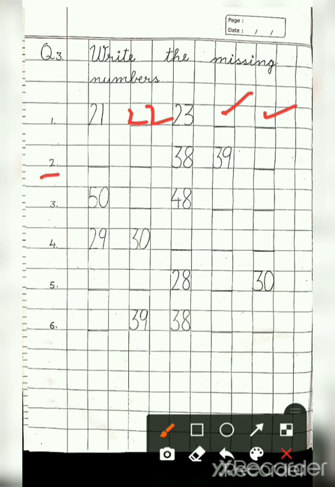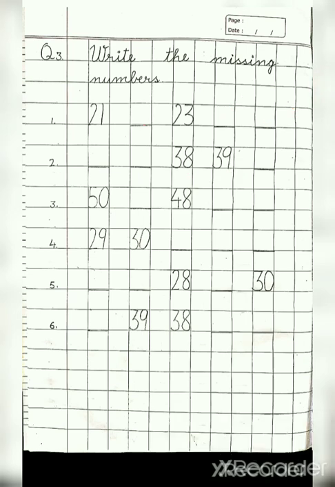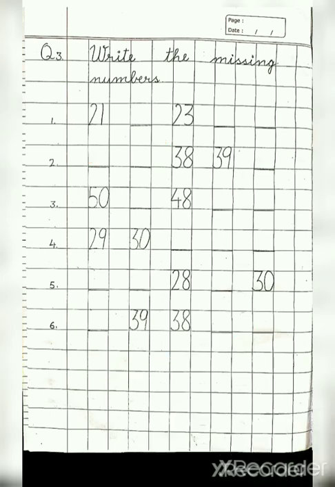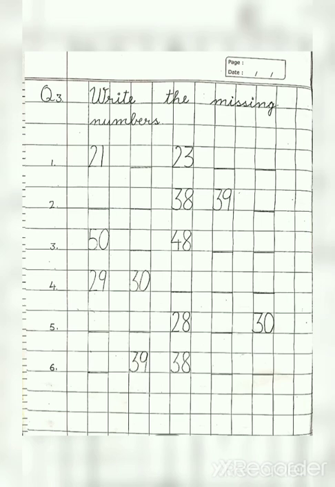Next, number 2. Here you can see 38, 39. You have to start from 36, 37, 38, 39 and 40. That also you have to complete till number 6. Complete your copy nicely, neat and clean, and draw a line after each and every answer. Thank you.